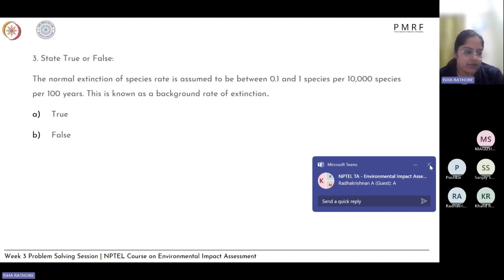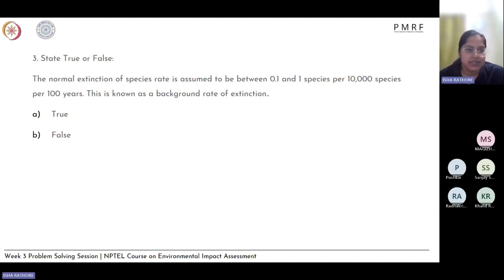Okay, another A is coming in. So the statement is true. This is the definition of the background rate of extinction. That is, the normal extinction of species rate is assumed between 0.1 and 1 species per 10,000 species per 100 years. So the statement is true.